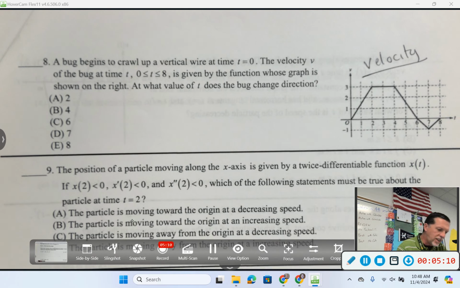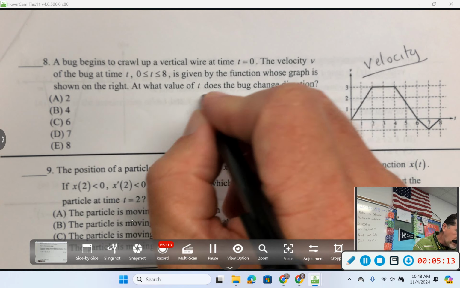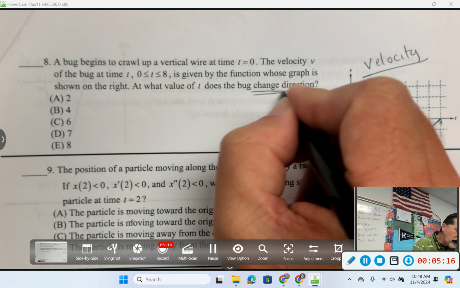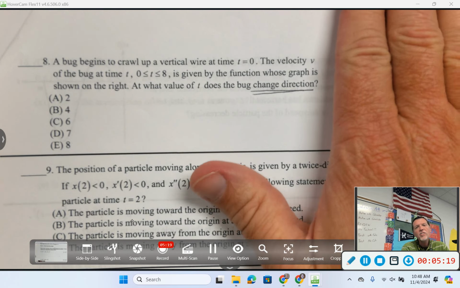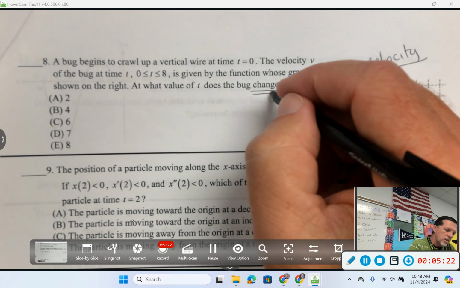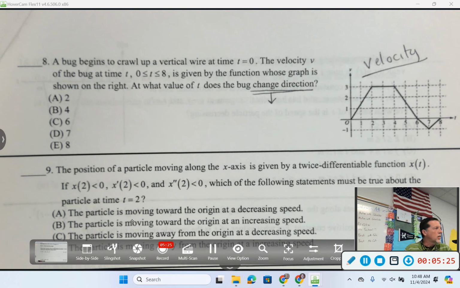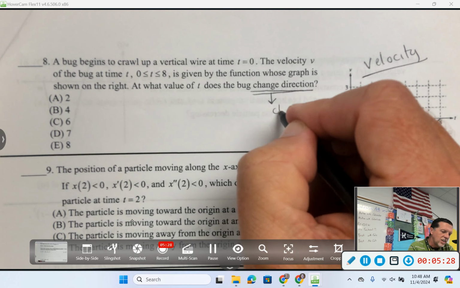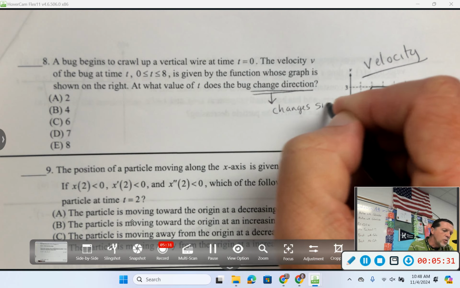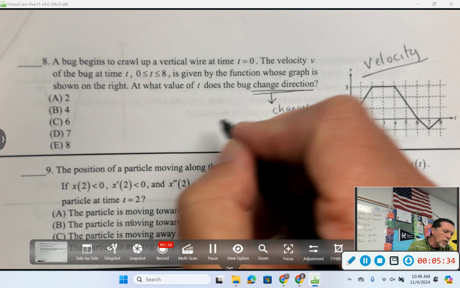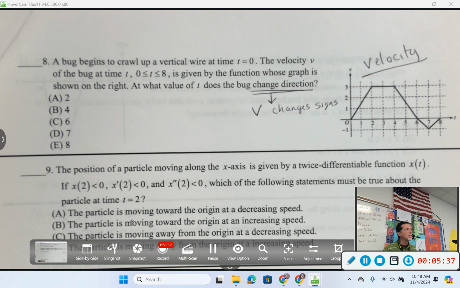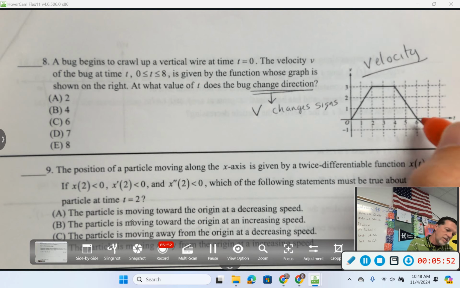At what value of t does the bug change direction? If it changes direction, forget about the picture. If something changes direction, what would I be looking for? What changes signs? I don't need the slope of velocity to change signs. To change direction, I would need velocity to change signs. Because if velocity is positive, I'm going one way. If velocity is negative, I'm going the other way. So when does he change directions? At 6.